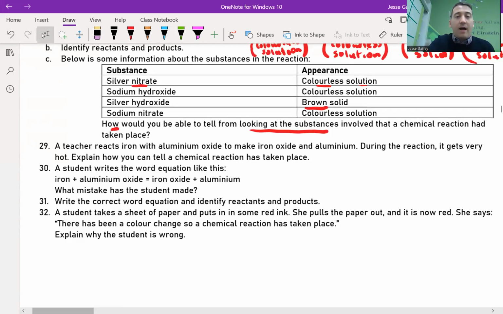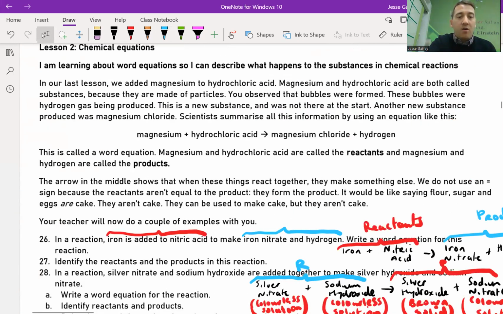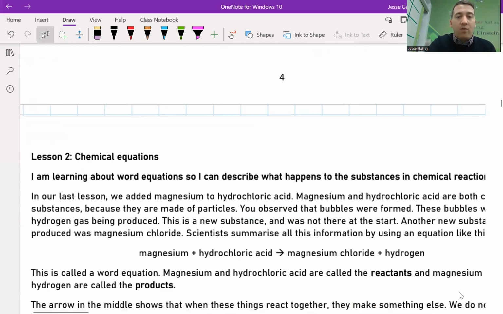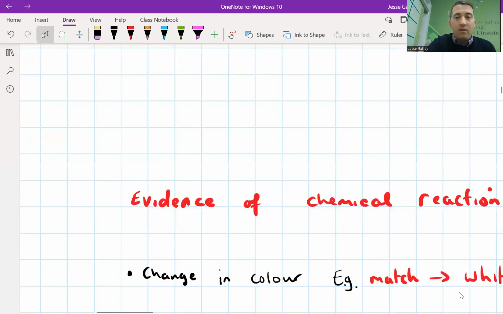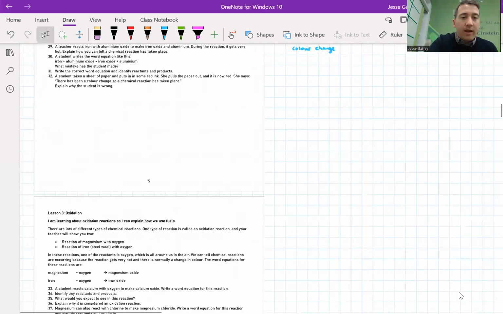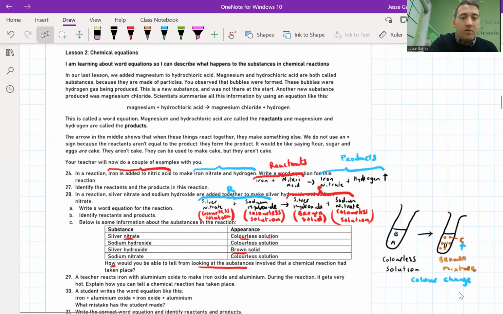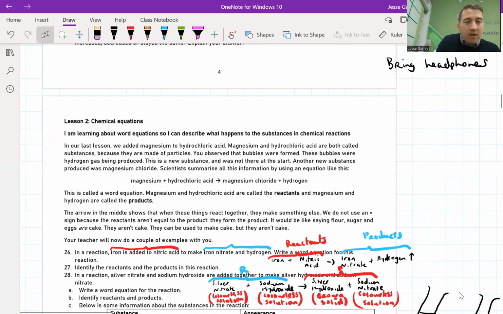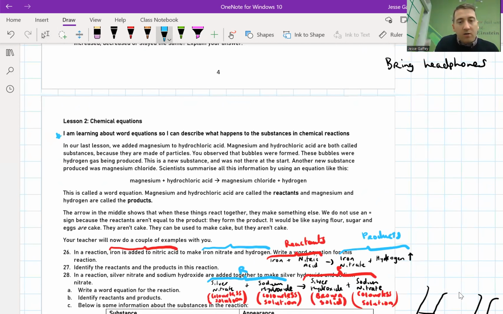So today has been how to write a chemical reaction, a reminder of what we were learning. Sorry, we'll go back to the lesson. Just at the top here, you'll see what I'm reading. We were learning about word equations so we can describe what happens to the substances in chemical reactions. That's what word equations are for, so that we can keep track of what's going on and have a full picture of the actual change that's happening in a chemical reaction. All right, guys, see you in the next lesson.